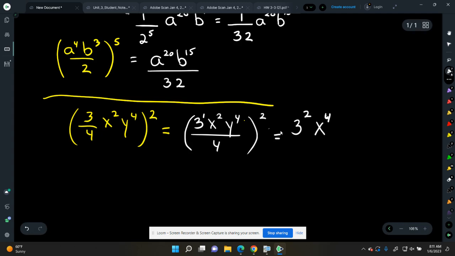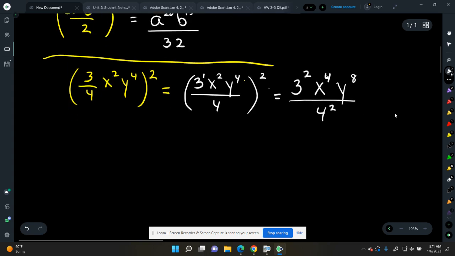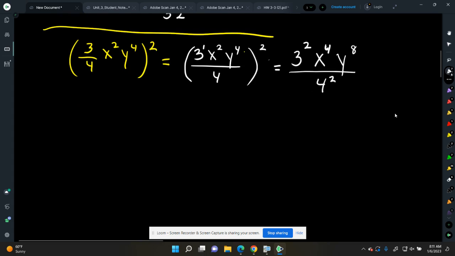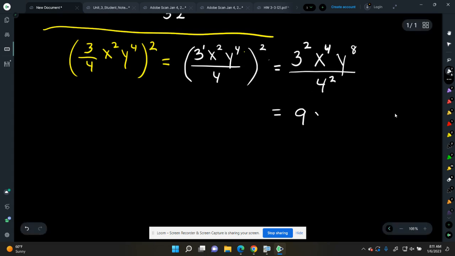Adriana, want to finish it? y to the 8 over 4 to the second. Good job. So you have to keep the exponent and simplify it. If it's a number that's easy to simplify, go ahead and do that. So 3 to the second is 9. What's 4 to the second? 16. Okay.